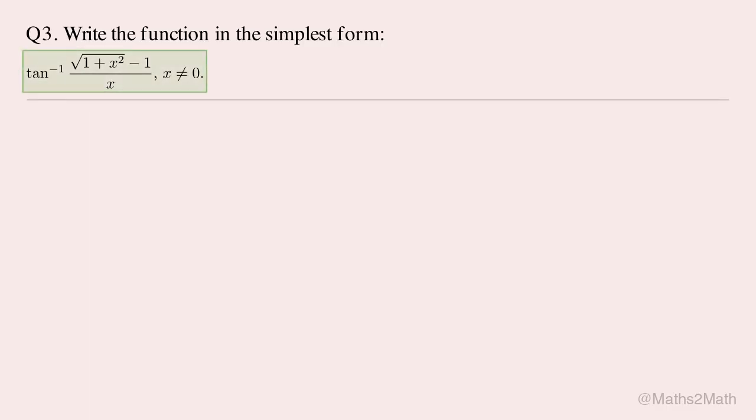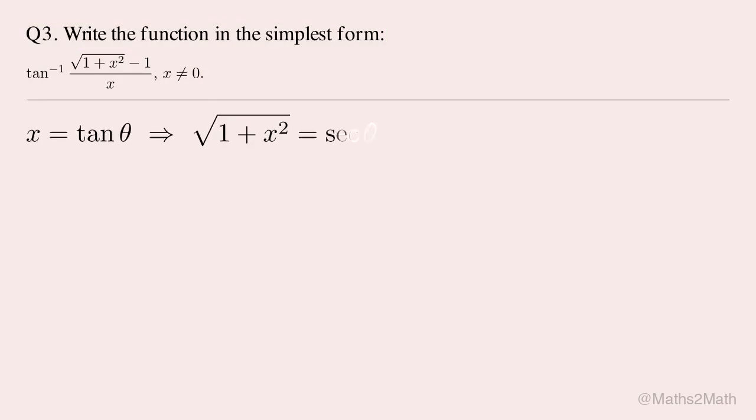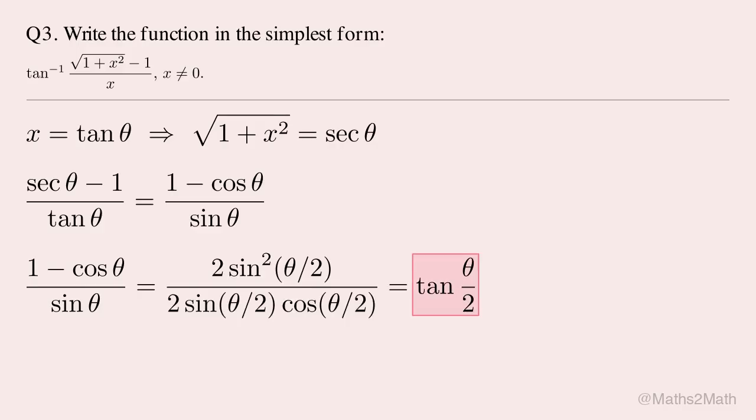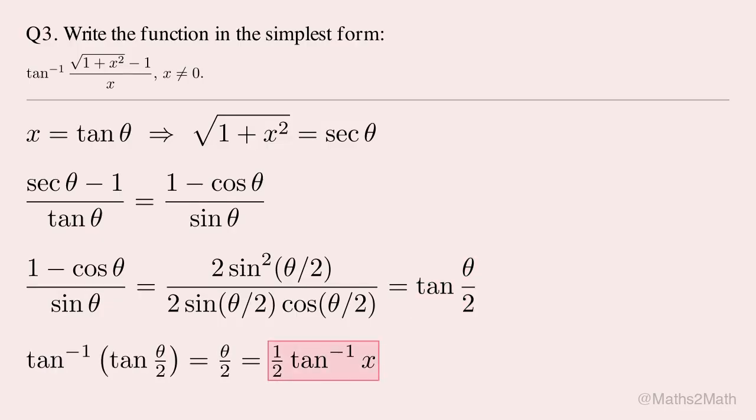Question 3, the first simplest form problem. The square root of 1 plus x squared suggests a tangent substitution. We simplify the whole expression to a single inverse function. Put x equals tan theta, then root 1 plus x squared is sec theta. The fraction becomes sec theta minus 1 over tan theta. Write everything in sines and cosines, and it collapses to 1 minus cosine over sine. By the half-angle identities, that ratio is exactly tan of theta by 2. So the expression is tan inverse of tan theta by 2, which is theta by 2, that is, 1/2 tan inverse x.